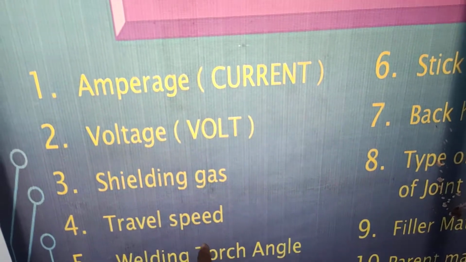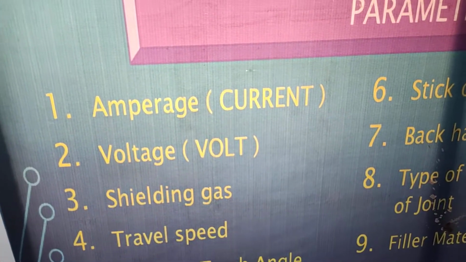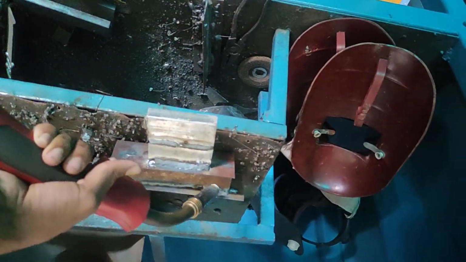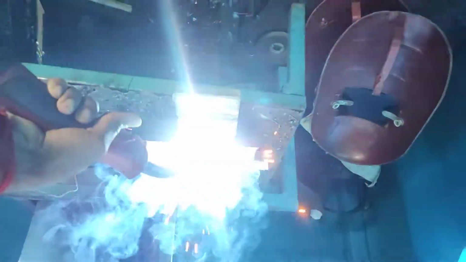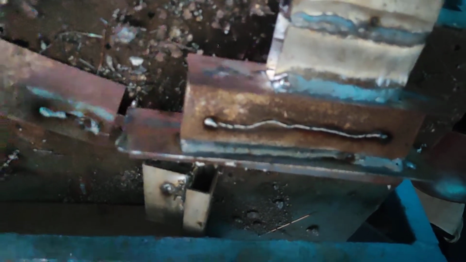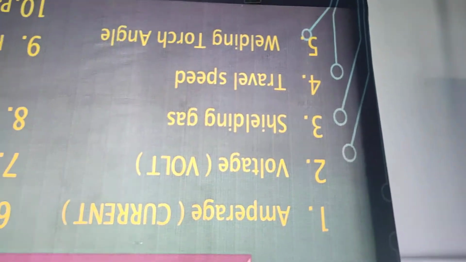Next one is travel speed. Travel speed means movement of the torch or hand speed. Welding speed means movement of the torch. Okay, now see, this looks perfect. So welding speed is very important and torch angle is also important. Now we see travel speed and welding torch angle.